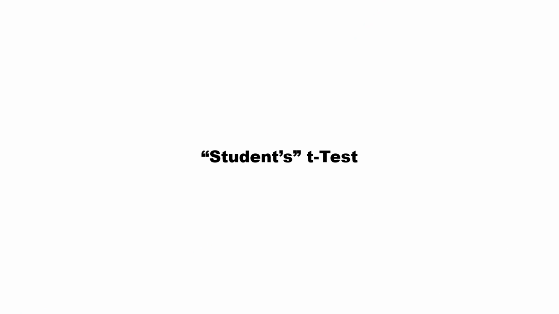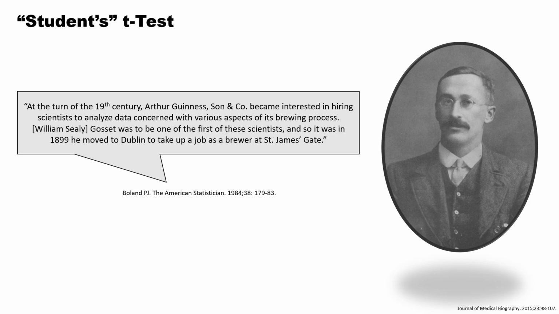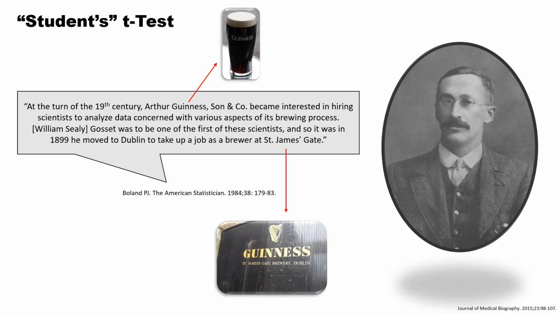So a quick historical aside here as well in regards to student's t-test. I always assumed that student referred to a student in the classroom, but in fact it is quite different than that. So at the turn of the 19th century, Arthur Guinness Son and Company became interested in hiring scientists to analyze data concerned with various aspects of its brewing process. William Sealy Gosset was to be one of the first of these scientists, and so it was in 1899 he moved to Dublin to take up a job as a brewer at St. James Gate.